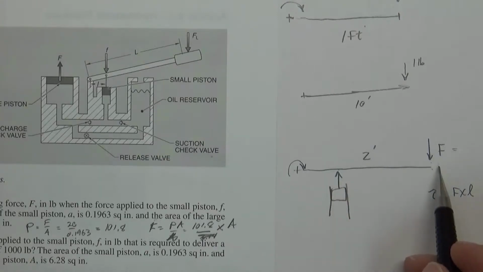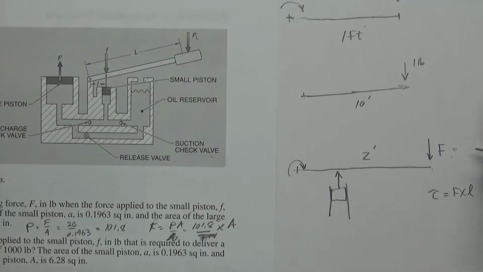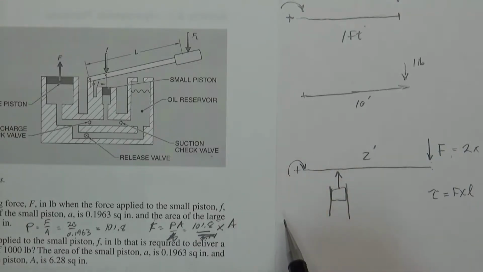So for this to not move, I need a counter force of 2 times 2 feet, 1 pound, 2 foot-pounds. So I need a 2 foot-pound torque rotating the other way to make this balance.